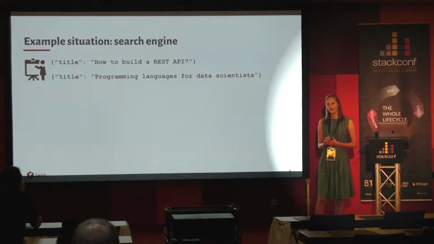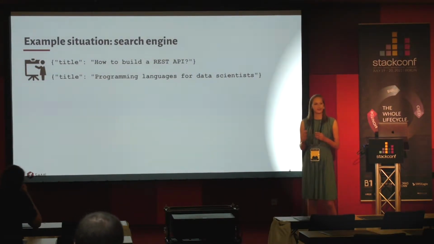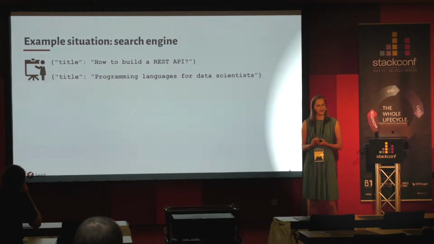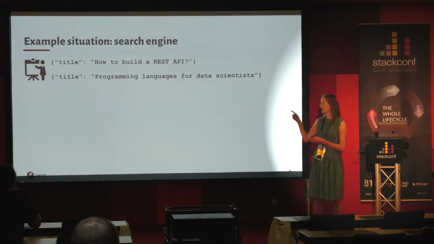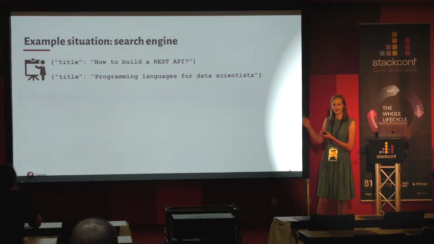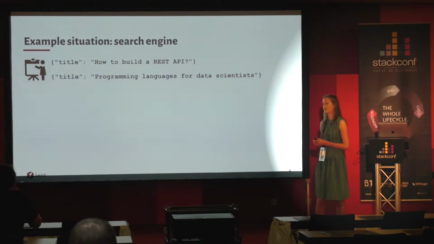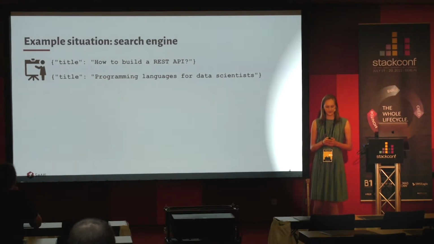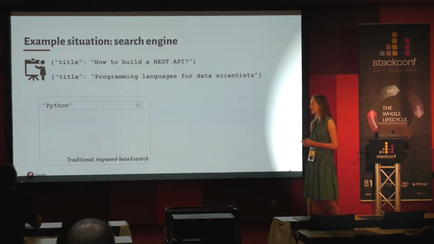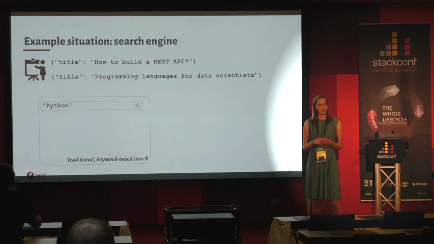Let's say we have a database with some unstructured data, in this case text. So let's say we have a database of articles with the title and maybe the content with the actual text. And now we want to search through it. I just wrote down two titles here as an example: how to build a REST API, and programming languages for data scientists. Let's say you're a data scientist and now you're looking for an article about Python.